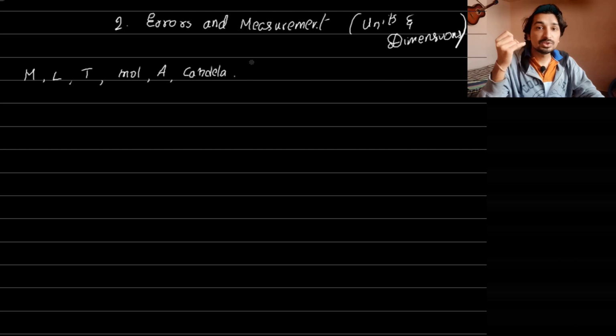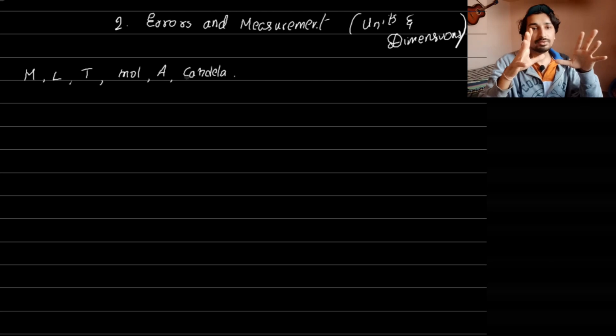There was an FPS system, which is foot, pound, second, where foot is the unit of length, pound is the unit of weight, and second is the unit of time. And then you have the CGS system. People who use the CGS system measure length in centimeter, mass in gram, and time in second. And then you have the MKS system, meter, kilogram, second. Okay, so this is what you have in units.